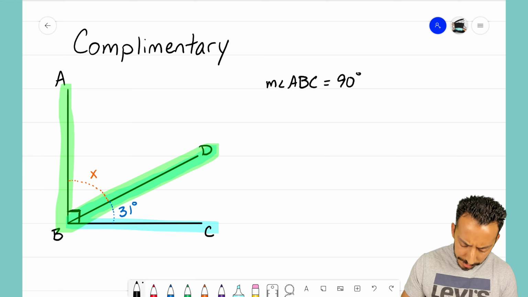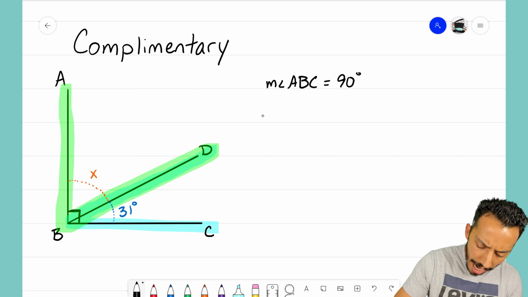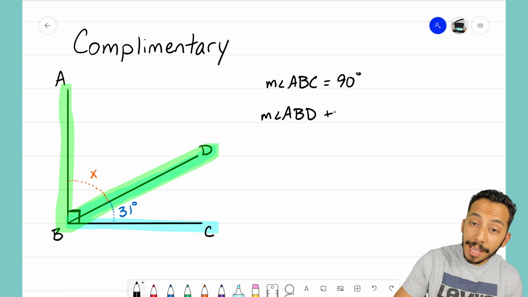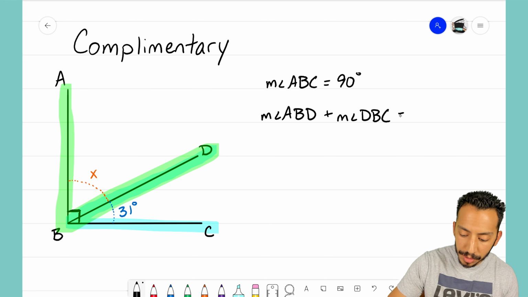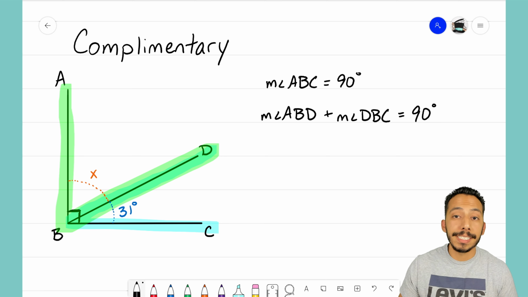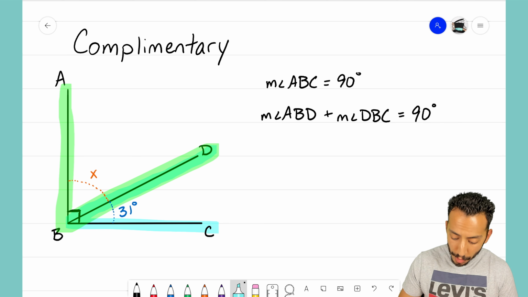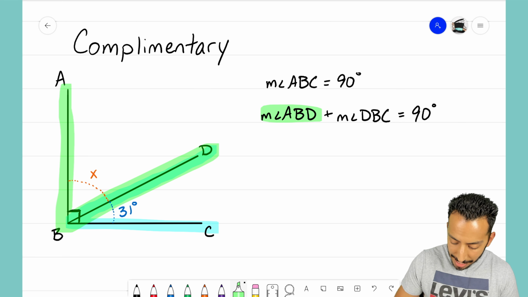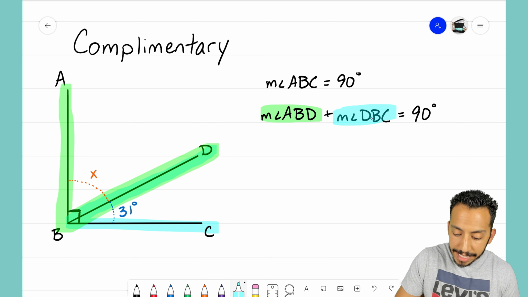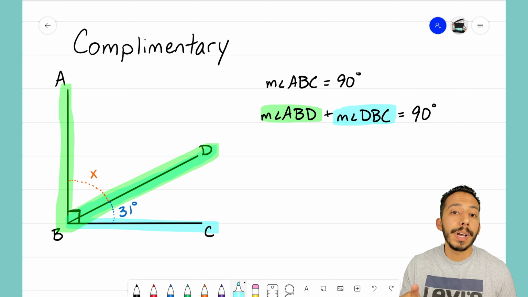So I could write it this way: the measure of angle ABD plus the measure of angle DBC, together those two angles form our 90-degree right angle. We see that because the green angle and the blue angle, together, form our angle ABC. So when we add them, they add up to 90 degrees.